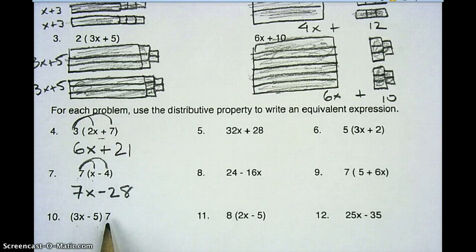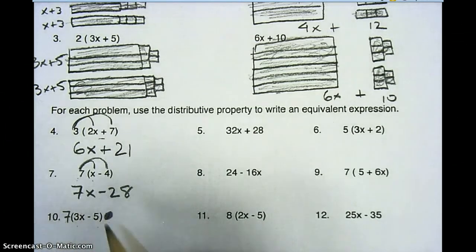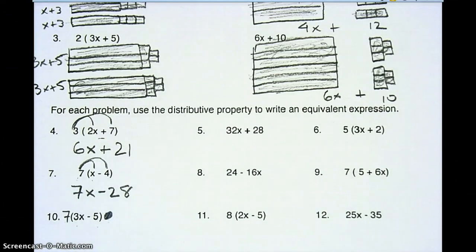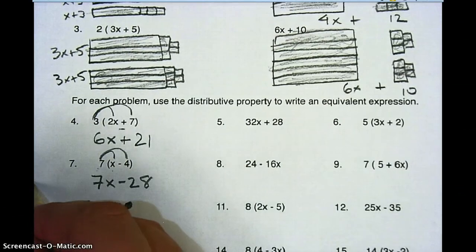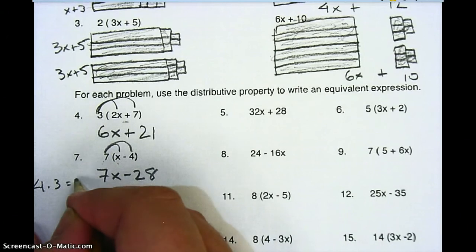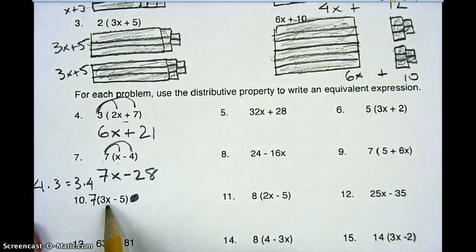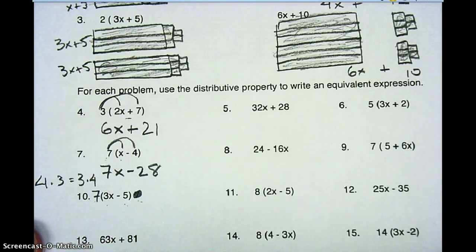But if it makes it easier for you, you can think or just pretend that the 7 is out there in front. And if it makes it easier to just draw the 7 like that, that's equivalent. And the reason is because 4 times 3, I'll just write it over here, 4 times 3, that's the same thing as 3 times 4. So what I've done here is I had 3x minus 5 times 7, which is the same thing as 7 times 3x minus 5. Okay? So now I can do it. It looks more like the ones I've done just above it.